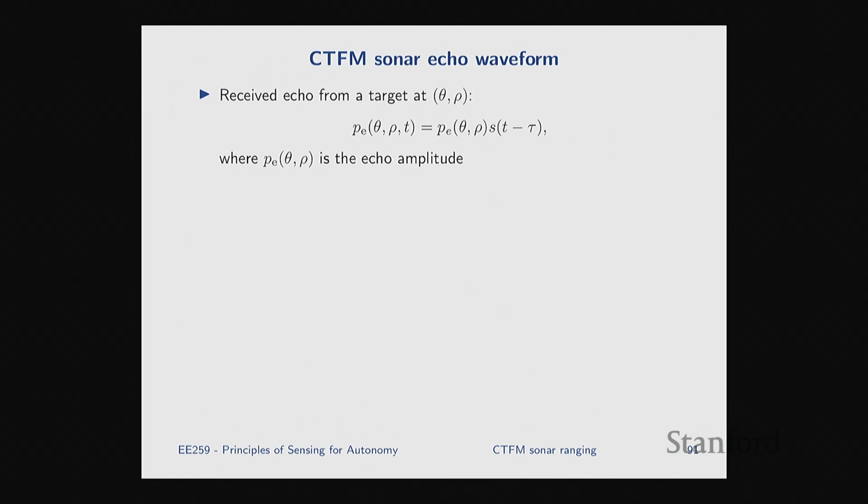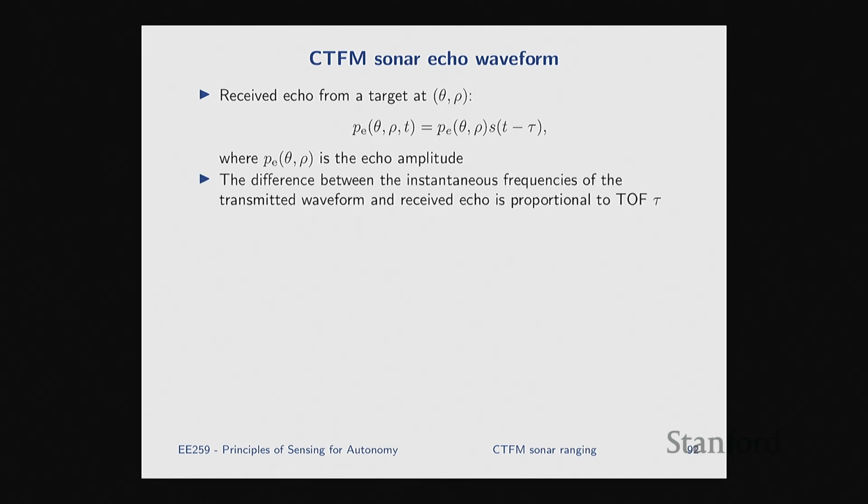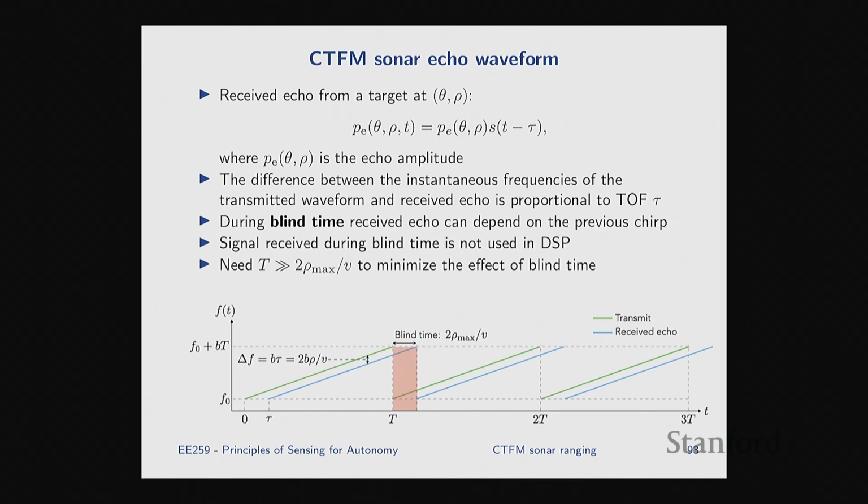Okay, so the echo that you receive is always just a time-delayed version of what you transmit, right? It also depends on angle of arrival and range, its amplitude. But here, we're focusing on that time of flight. So the echo received, we can break it down into two terms. If s of t is that chirp waveform that we transmit, your received echo has some angle and range dependency times s of t minus tau, right? So if we look at the received echo and compare that to what we transmit.